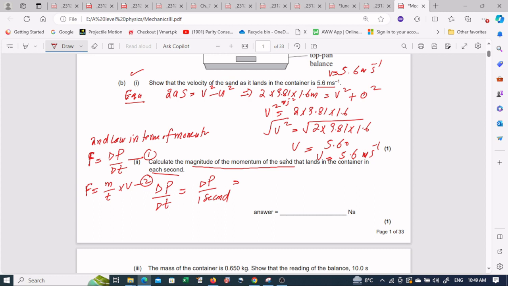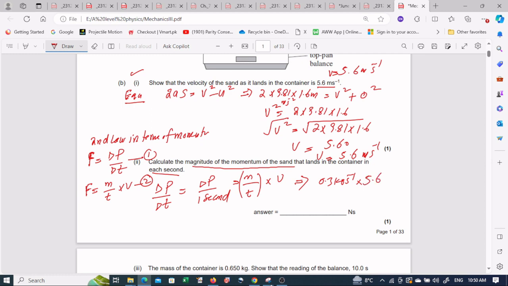So force is equal to delta p over delta t, and force is also equal to m over t, the mass per second falling, multiplied by the speed of the fall. So momentum per second is equal to m over t into v, because we know these values. We multiply mass per second with the speed to get the momentum per second. Mass per second is given in the question, that is 0.3 kilogram per second, multiplied by the speed. Speed is given in the question, that is 5.6.